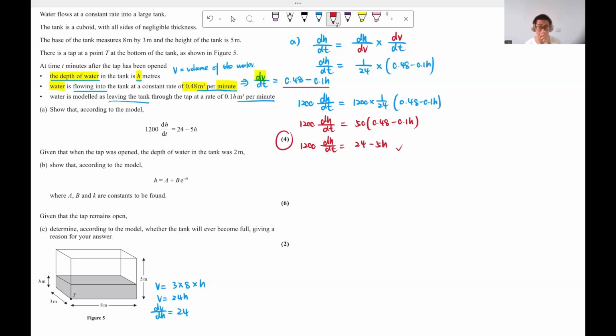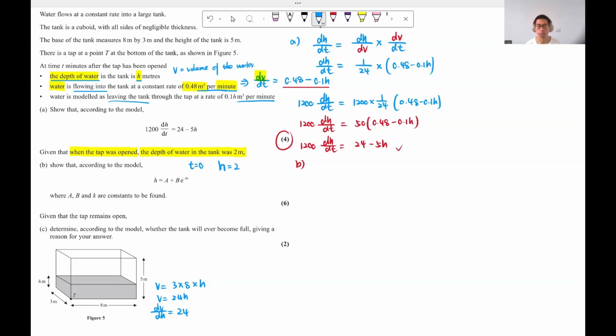So 4 marks, that's all. And then part B, they want us to show that according to the model, h equals A plus B e to the power negative kt, where A, B, k are constants to be found. And then they gave us the condition. Given that when the tap was opened, the depth of the water in the tank was 2 meters. So basically it just means when t equals 0, at the very beginning, the depth of the water h is equal to 2.